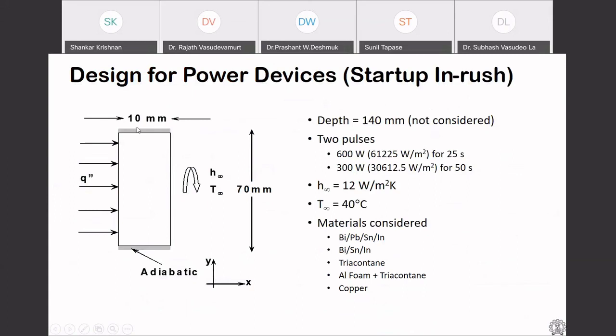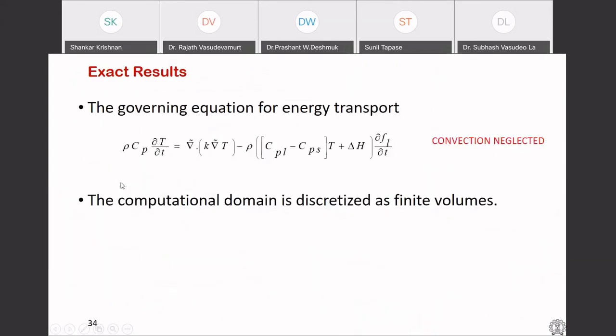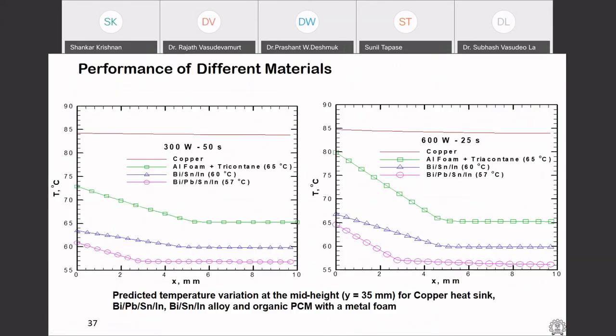It is adiabatic on the top and bottom, and you are heating from the left side and cooling from the right side. It is one dimensional heat flow. So what I'm showing is the temperature profile as a function of location. This is the X location of 10 millimeters. This is the temperature. The temperature we are expected to keep the device under is 85 degrees Celsius. So the red line is the copper heat spreader of 10 millimeter thick.